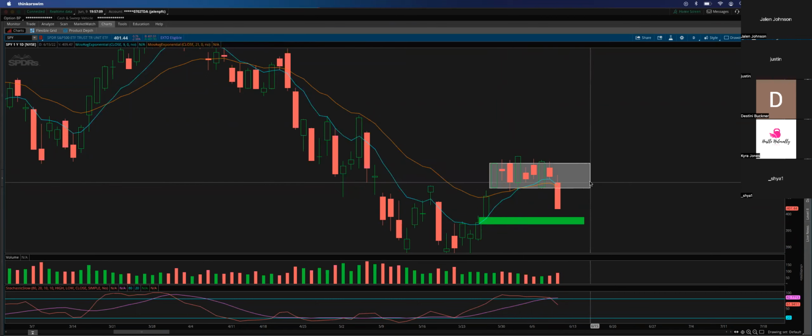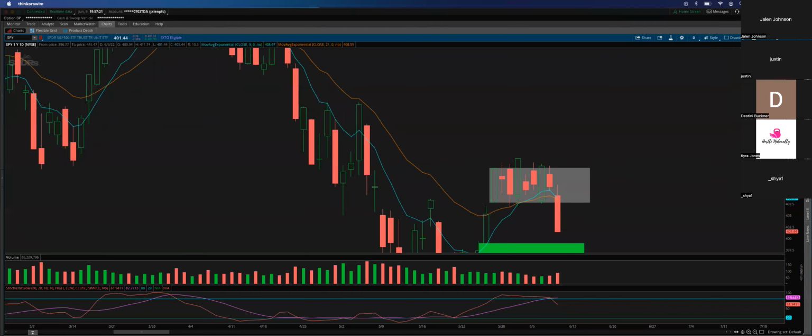So that's kind of why I was saying that we need to wait for 407 to break. And it was pretty much we were in the supply zone the whole time. So the fact that we sold off is not even crazy because we were in the supply zone the whole entire time. You know what I mean? So it is what it is.